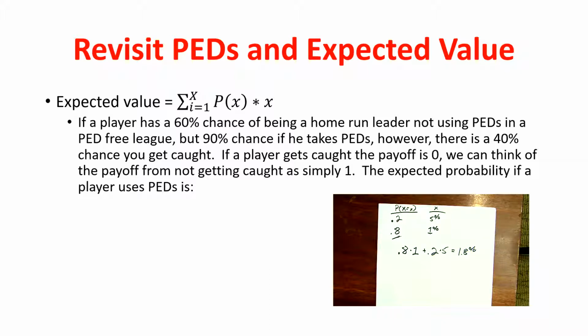Okay? So the way that we're going to start thinking about this is, I've simplified this one down to not being, oh, I'll get paid this much if I use PEDs and I don't get caught versus this. I've simplified this down to thinking about the expected value of simply being the home run leader. So, if I am the home run leader, this is a good thing. I'll just think of this as a 1. And if I'm not, I'll think about that as a 0.